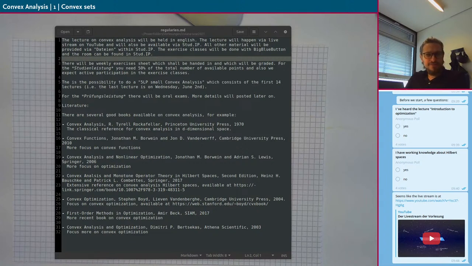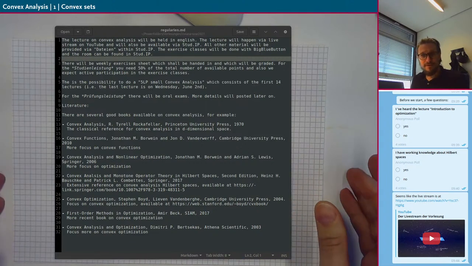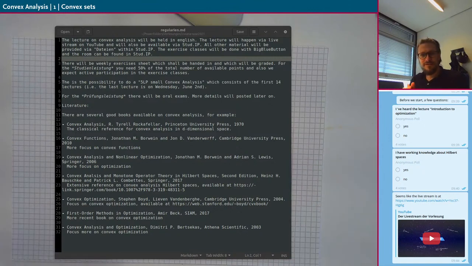So convex analysis is really close to convex optimization. That's probably one of the main fields of application of convex analysis. And so books with the title Convex Optimization are also useful for this lecture here. And there's one, probably the most popular one, by Stephen Boyd and Lieven Vandenberghe, Convex Optimization. And this is also freely available.